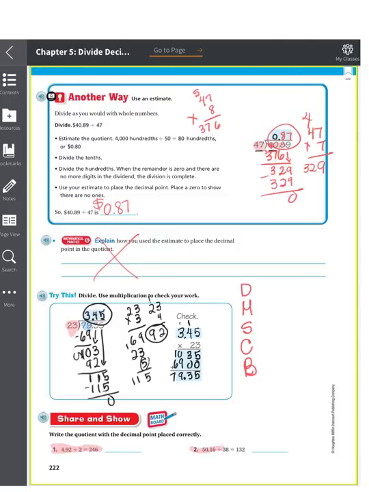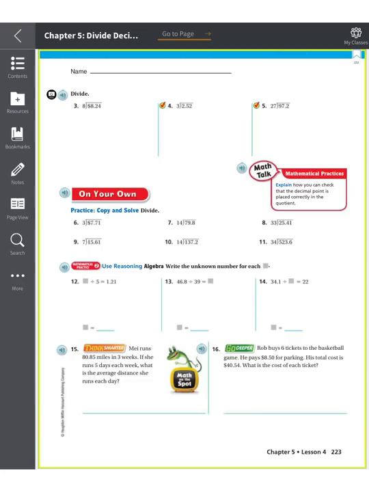Okay, now what you're going to do is you are going to do the share and show. Number 1 and number 2. Again, look at this. Write the quotient with a decimal point placed correctly. You have to make sure to place it correctly, otherwise it's the wrong number. Okay, so share and show 1 and 2. And also let's go to the next page. Let's go to page 223. On page 223 for share and show, I want you to go ahead and do problems 3, 4, and 5. Okay, once you do that, you can go ahead and go to the PMT.